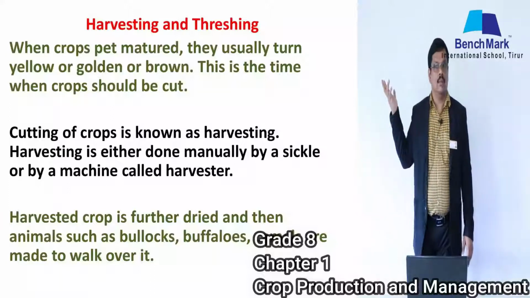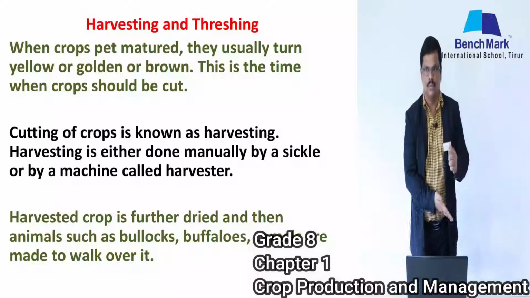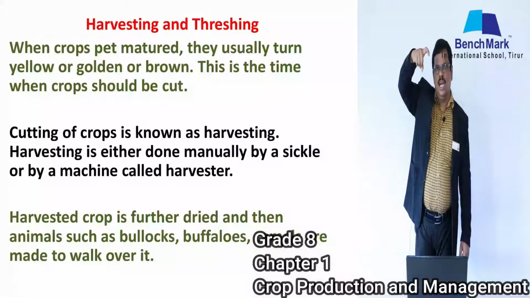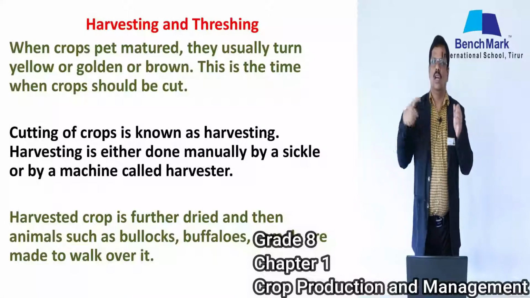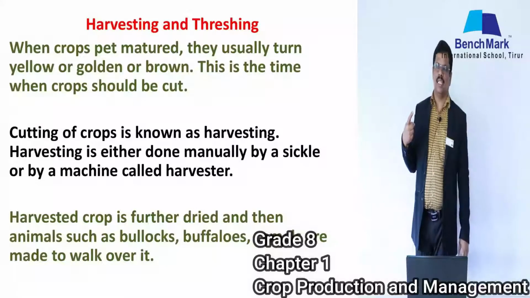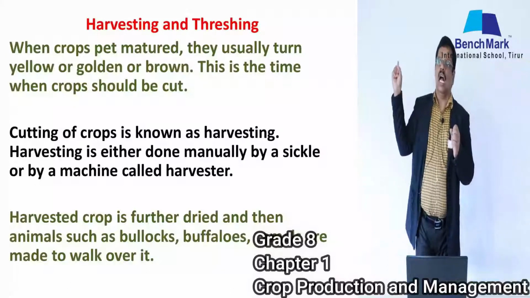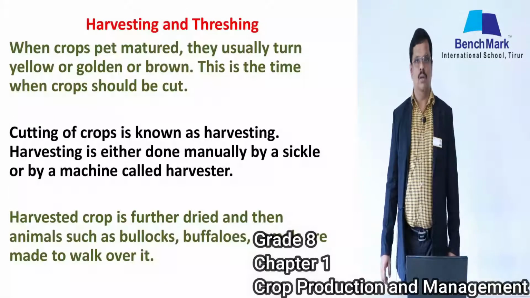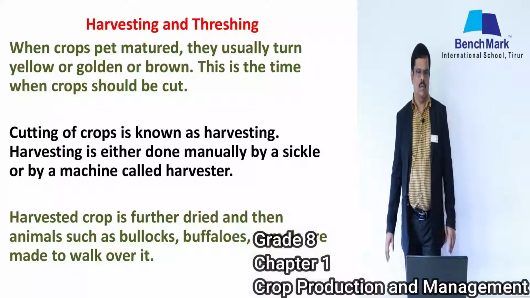What is that time? What do we have to do with the crop? It is the time when we have to cut. How do we cut it? What is this equipment or instrument called? A knife-like thing. The shape will be like this. It is called sickle. Sickle, S-I-C-K-L-E. We used to cut, and this cutting of crop is called harvesting. So my dear children, when the crop is matured, we will harvest it with the help of a sickle.